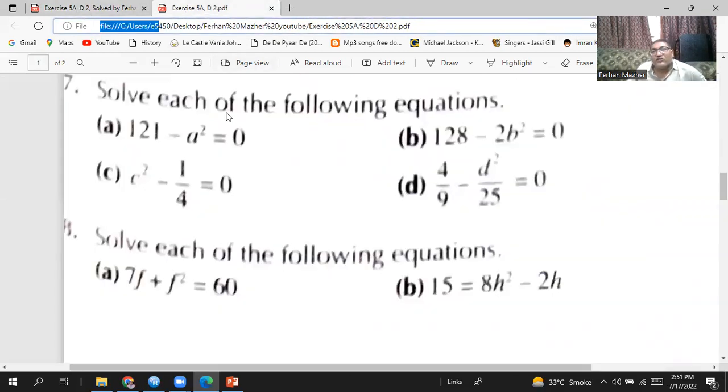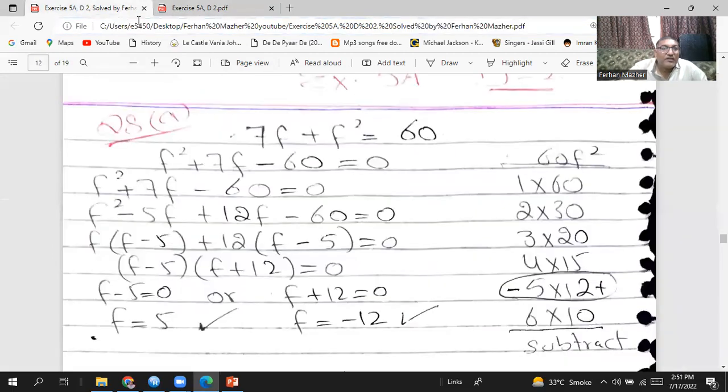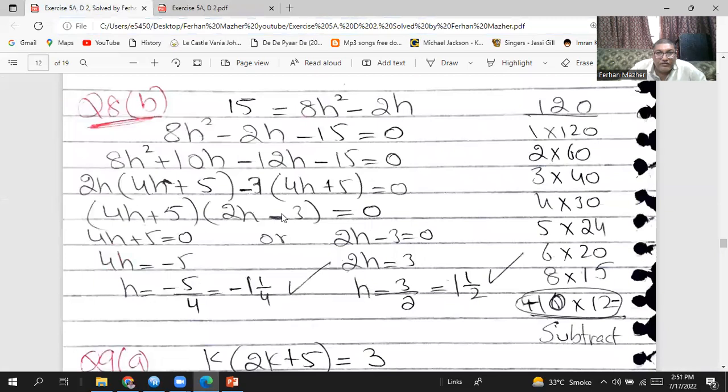Okay, so we are going to the next question. The next question is question number 8. It's B part. It is 15 equals to 8h square minus 2h. So 15 is equal to 8h square minus 2h. Take this 15 to the other side. You will have 8h square minus 2h minus 15 equals to 0.